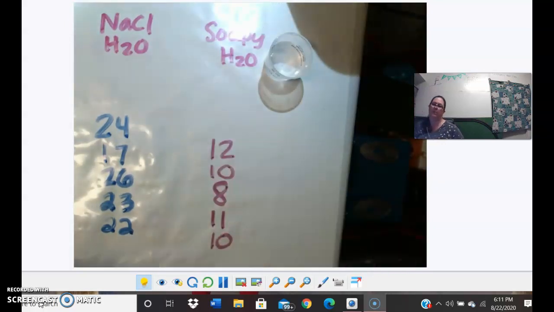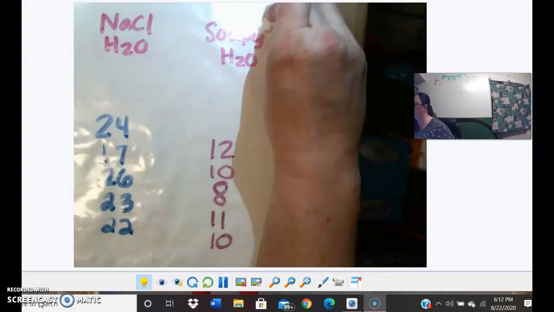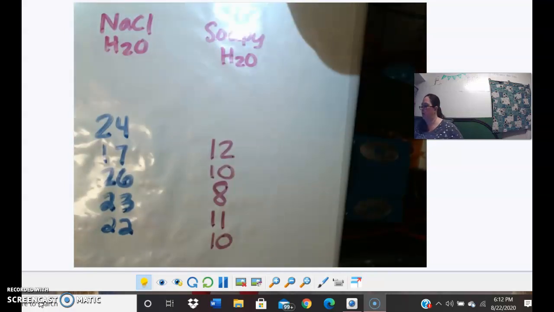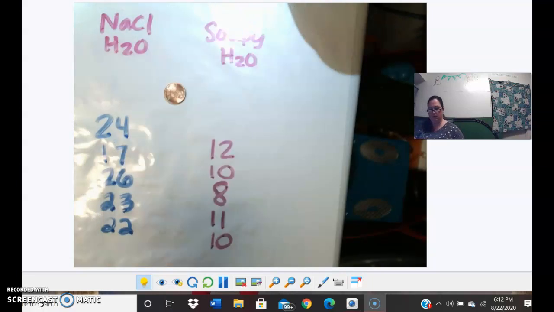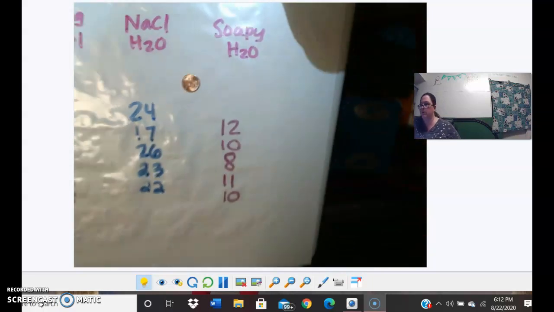If you remember when we were talking about a cup of water and surface tension, and you can sprinkle some pepper on top and it'll stay floating unless you add a drop of soap, which disrupts those hydrogen bonds, and then the pepper will sink to the bottom. All right, so here are our numbers.